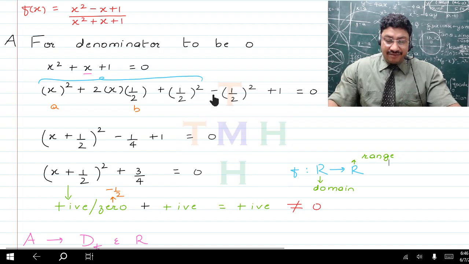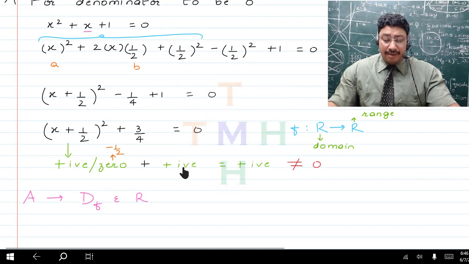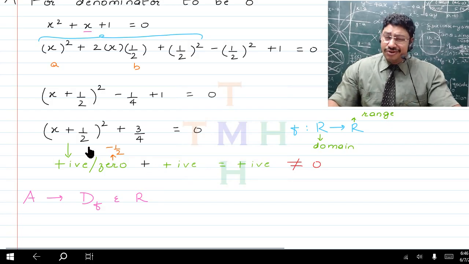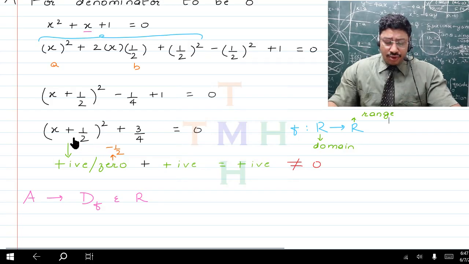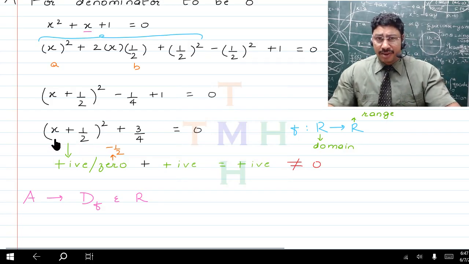And from that we have subtracted 1 upon 4, which is 1 upon 2 whole square, and to that is added plus 1. Now the sum of both of these becomes equal to plus 3 upon 4, which actually is a positive number, to which even if 0 is added, it will remain positive. And to the minimum, you can have x plus 1 upon 2 whole square to be 0 when you have the value of x to be minus 1 upon 2.